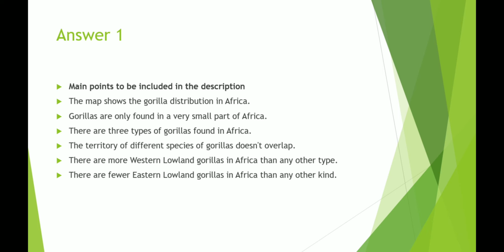The map shows the gorilla distribution in Africa. Gorillas are found in a very small part of Africa. There are 3 types of gorillas found in Africa. The territory of different species of gorillas doesn't overlap. There are more western lowland gorillas in Africa than any other type. There are fewer western lowland gorillas in Africa than any other kind. So those are the important points.